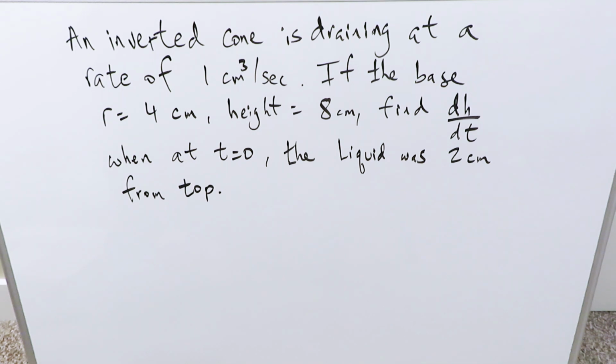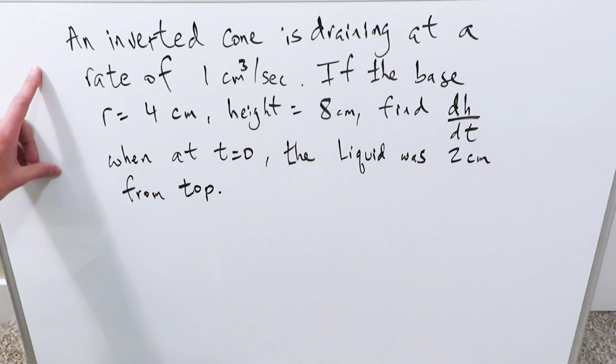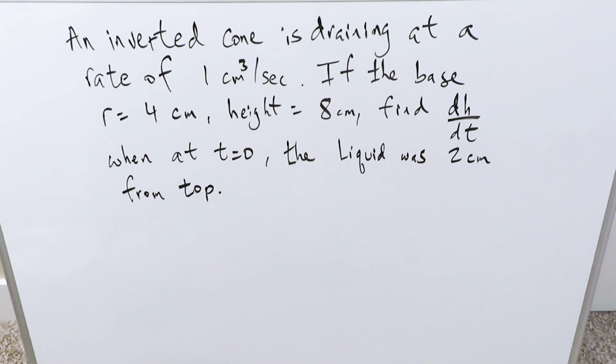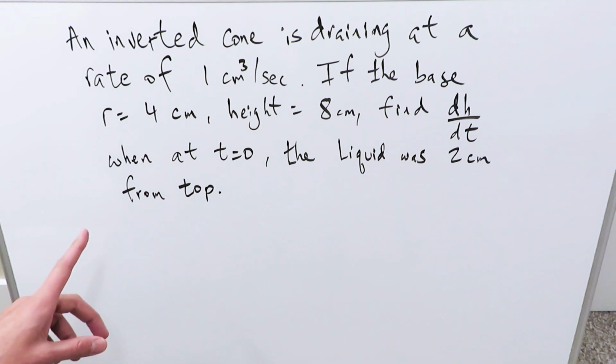I'm Mr. Ish. Thank you for joining me for this video where we're looking here at an inverted cone problem. An inverted cone is draining at a certain rate. Here we're talking about a volume. When something is draining, the volume of that solid is decreasing because it's a solid which is containing a certain fluid, and that solid being a cone, and it's inverted.